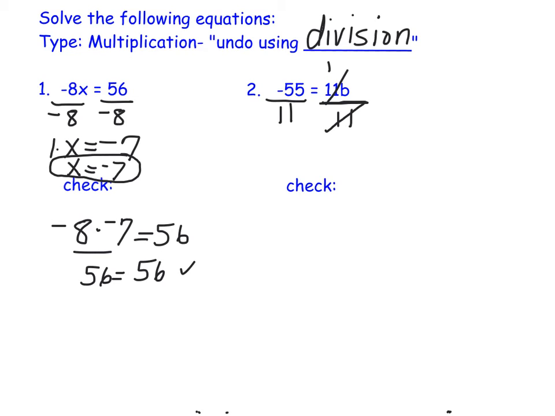Negative 55 divided by 11 is going to be negative 5. So I get negative 5 equals 1 times b. So 1 times b is just b. We can just leave it as negative 5 equals b. So let's say we're going to check this. I'm just going to say this in my head here. Is 11 times negative 5 equal to negative 55? Yes. So negative 5 times 11 is negative 55.